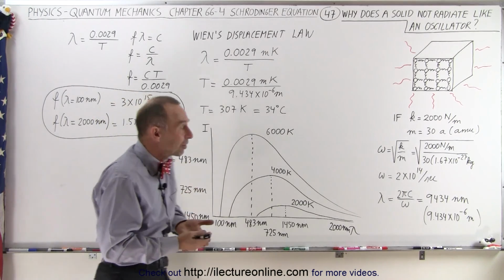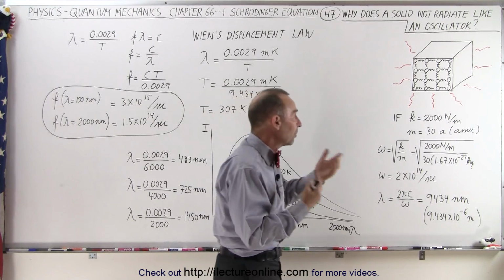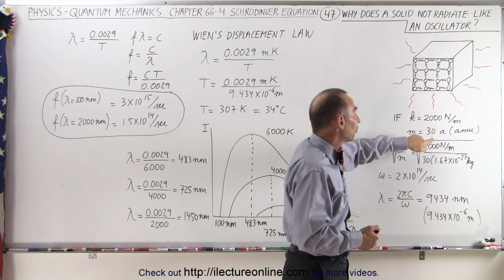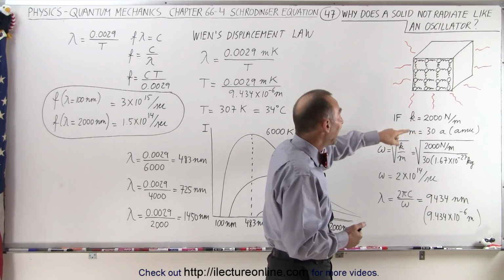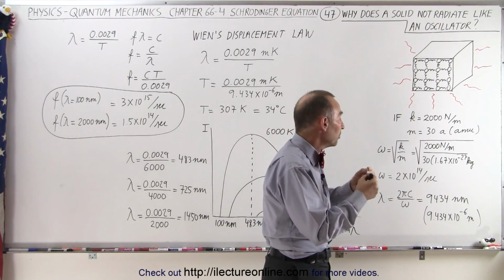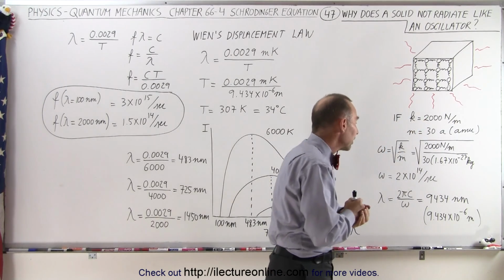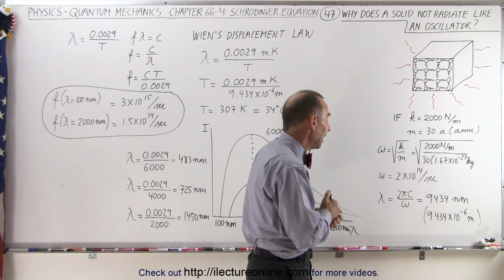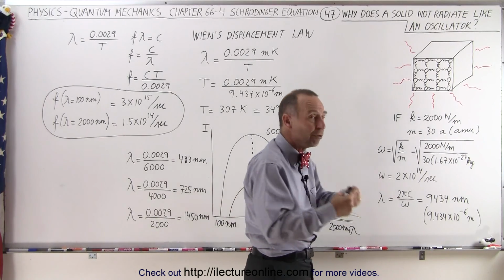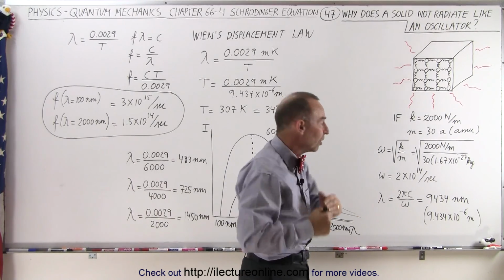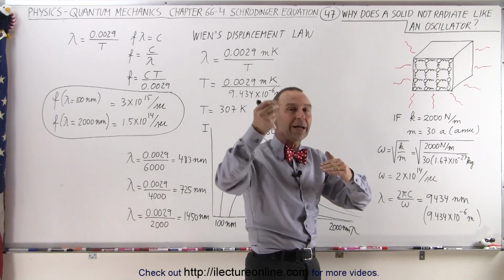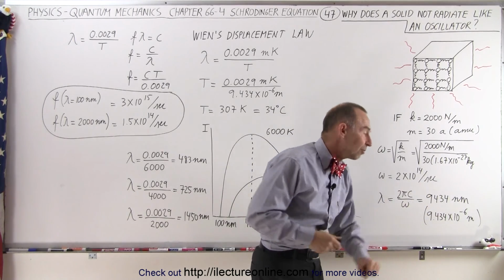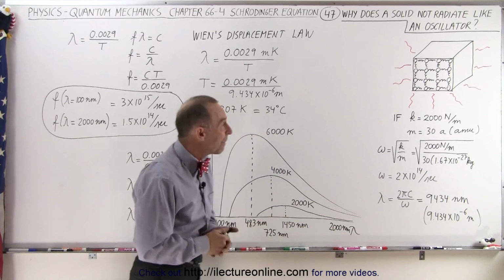So if we take, for example, the oscillator we've been using so far with a typical spring constant of 2000 newtons per meter, let's say one of the atoms in the solid has a mass of 30 atomic mass units and the spring constant of 2000 newtons per meter. If we then find the angular frequency of oscillation, again we get 2 times 10 to the 14th per second, which is 200 trillion per second, and the associated wavelength of the photon that would be emitted by jumping down to the next quantum state, or by absorbing a photon by jumping to the next quantum state, would be about 9,400 nanometers, about 9 micrometers or so.